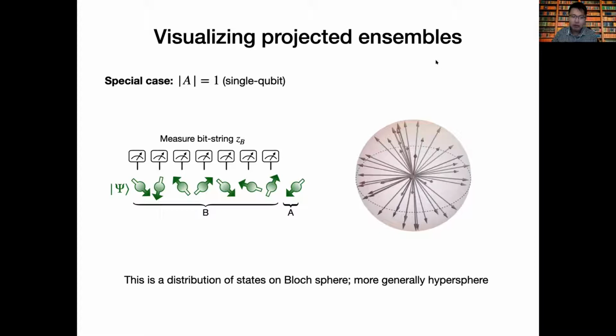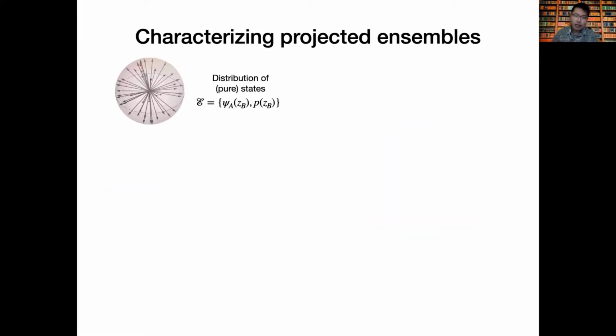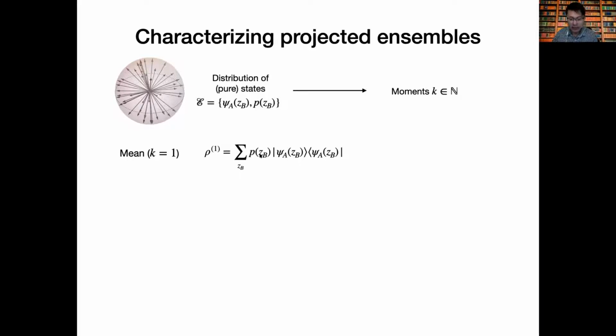And more generally, for the case of more than one qubit, this is a distribution on the hypersphere. So given that we have a distribution of pure states on the hypersphere, or more precisely, a probability distribution, of course, we can characterize it by looking at its moments. So, for example, the first moment is obtained by taking each pure state, forming its density matrix, and then forming the average over all these density matrices with respective probabilities. And it's not hard to see that this is actually nothing more than the reduced density matrix on A.